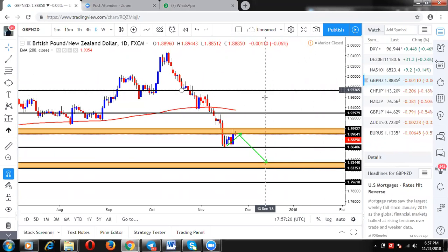So basically, what I want to know is, did you guys understand? The other two of you on the call, did you understand how to draw your support and resistance? Because that's what the class is for. Support and resistance, that's all. Did you guys understand how to draw your support and resistance?